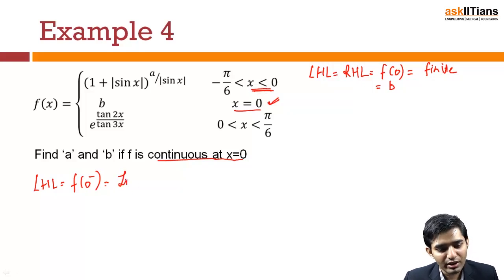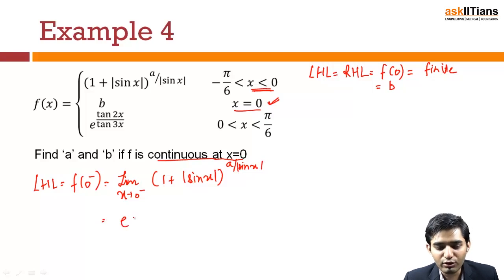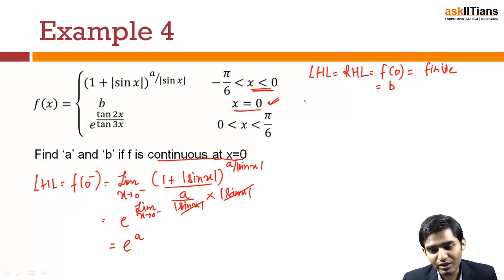Now here, limit x tending to 0 minus of this function, and this is again the 1 to the power infinity form. So the method for solving this will be e to the power of the limit of g(x) into (f(x) minus 1). So basically here you will get the limit x tending to 0 minus, where g(x) is a by mod of sin x, into (f(x) minus 1). In this quantity minus 1, the 1 will get cancelled, and into mod of sin x, so this mod of sin x will get cancelled. The left hand limit will be nothing but e to the power a.